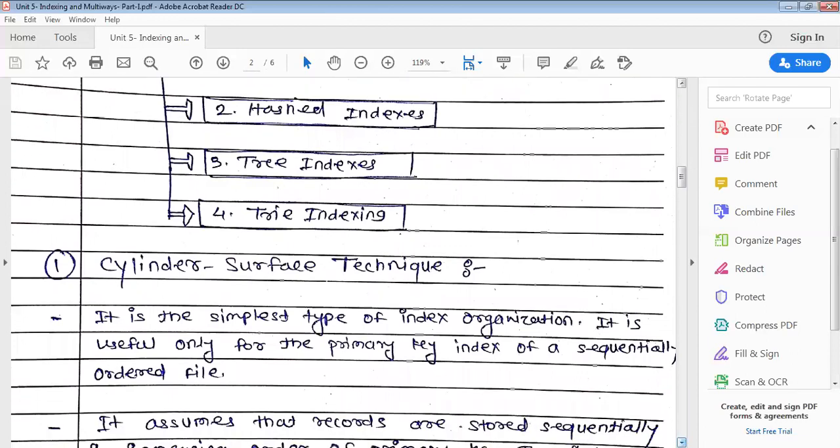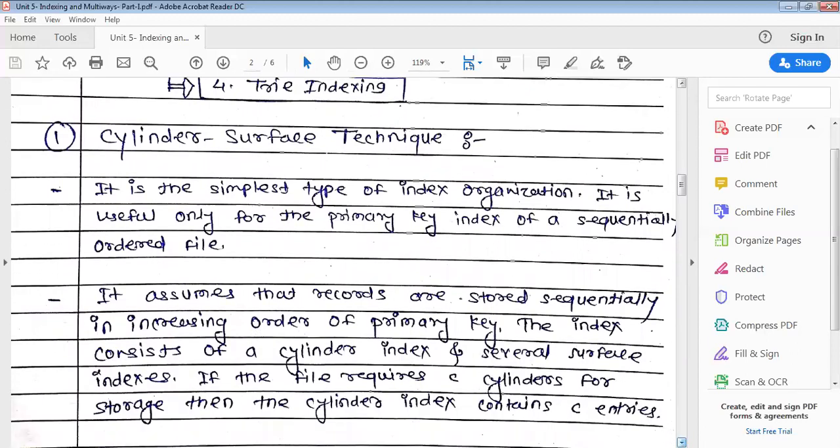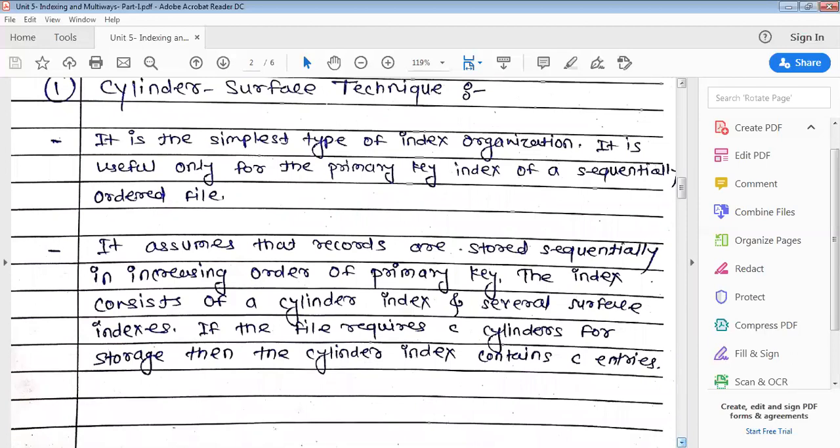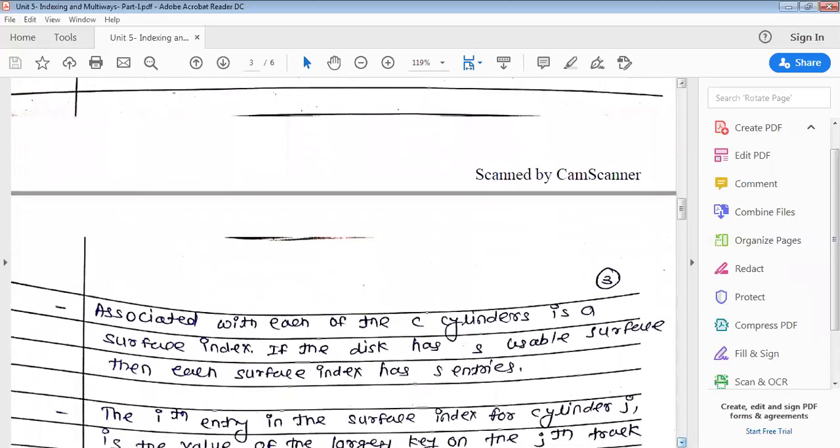The cylinder surface technique is the simplest index organization, which is useful only for the primary key index. It assumes that the records are stored sequentially in increasing order of primary key. The index consists of a cylinder index and several surface indexes. If the file requires C cylinders for storage, then the cylinder index contains C entries. Associated with each cylinder is a surface index. If the disk has S usable surfaces, then each surface index has S entries.